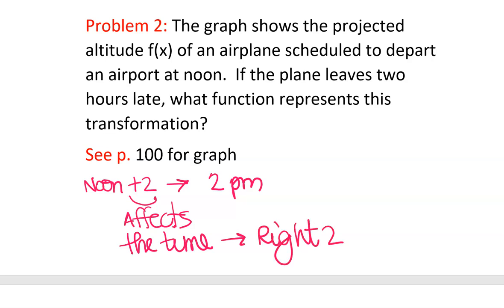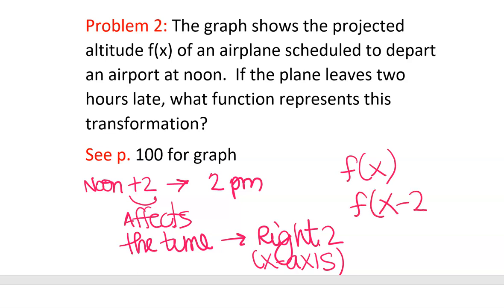So we have to think back at the beginning. If you have a plus 2 behind the function, it takes it up or down, and a plus 2 would be up. That affects the y-axis. If it affects the x-axis, it affects the actual function. So if my function is f of x and I am 2 units late, you would have f of x minus 2, because you'd be moving 2 units to the right. So whatever the function is, that's how it affects it: 2 to the right.